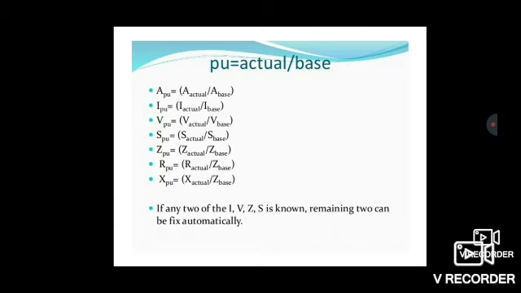If any two of I, V, Z, S are known, the remaining two can be fixed automatically. The formula for Z is equal to V by I, Z base equal to V base divided by I base, ZB equal to VB square divided by SB, Z per unit equal to V per unit by I per unit, S per unit equal to V per unit into I per unit.